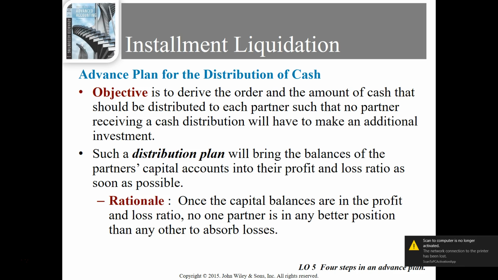Advance plan for the distribution of cash. The objective here is to derive the order and the amount of cash that should be distributed to each partner, such that no partner receiving a cash distribution will have to make an additional investment. Such a distribution plan will bring the balances of the partners' capital accounts into their profit and loss ratio as soon as possible. What's the rationale? Well, once the capital balances are in the profit and loss ratio, no one partner is in any better position than any other to absorb losses.